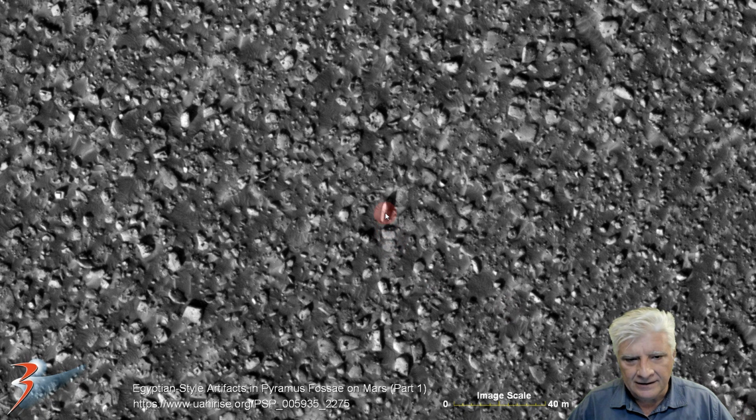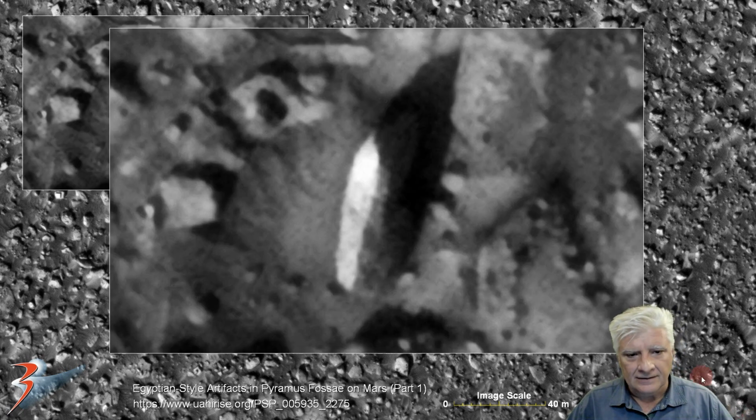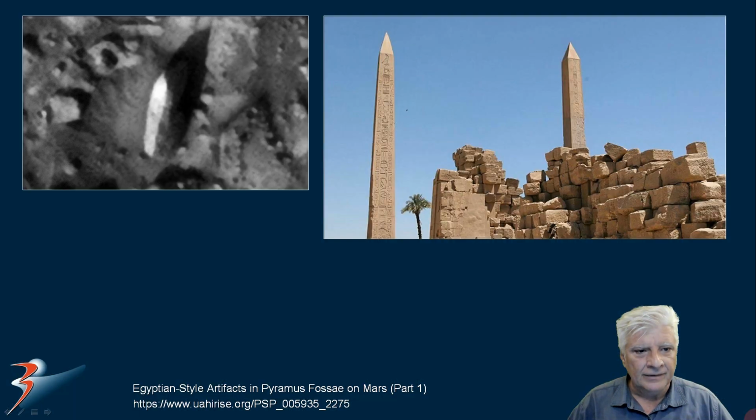Then we're looking at what I speculate is an obelisk. Check out the uniformity in the width on this one side, and then the point, triangular point there to the top. Also, it seems to have a flat side on the right. And there we're looking at obelisks as we find in Egypt.